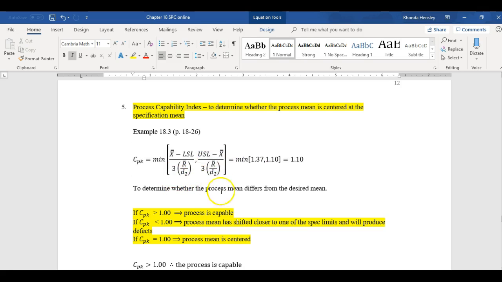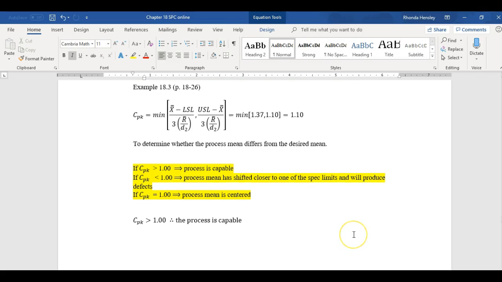And then on the upper side, you take your upper spec limit and subtract off your X double bar and divide it by 3 standard deviations again. So it says min 1.37 and 1.10, and min means pick the smallest number. So the smallest number is 1.10.